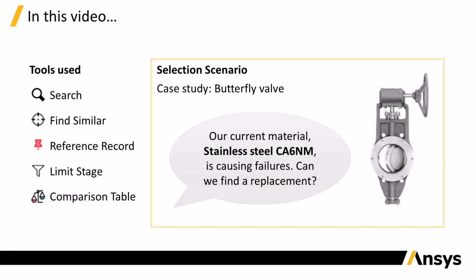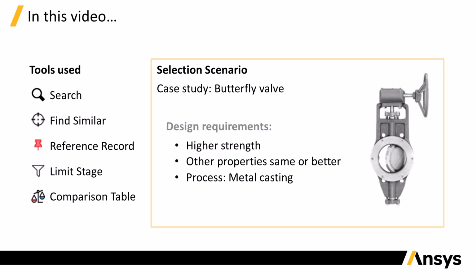In this video, you will see an example of material substitution in Granta Selector. This valve is made from a cast stainless steel. Increased pressure has changed the service conditions, and is causing failures. You must quickly find a replacement material with higher strength that can be made using the same processes.